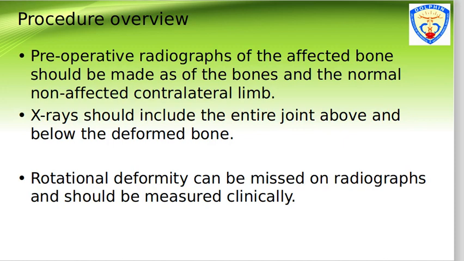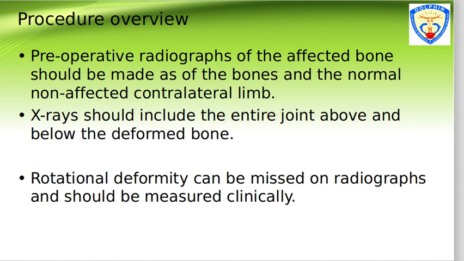Then coming on to the procedure, what is the basic procedure we follow? So pre-operative radiographs of the affected bones should be made, as well as of the normal non-affected contralateral limbs. Then the X-ray should include the entire joint above and below the deformed bone. Rotational deformity can be missed on radiographs and should be measured clinically.